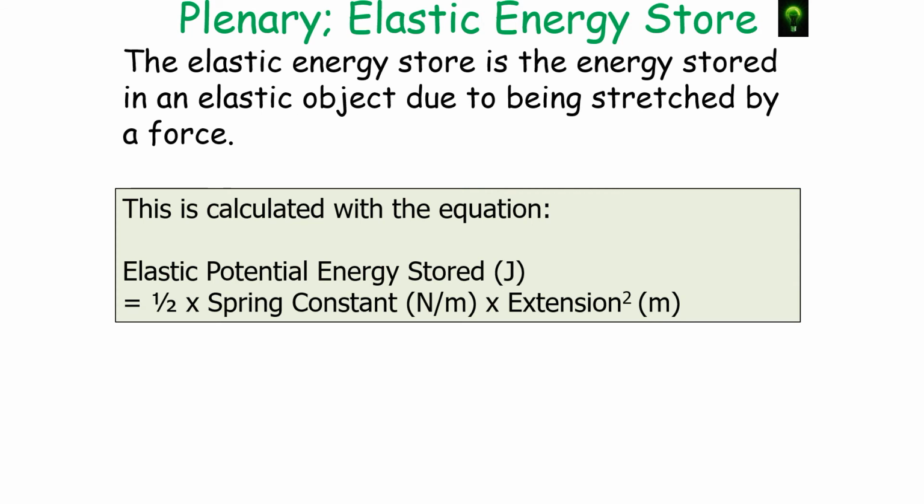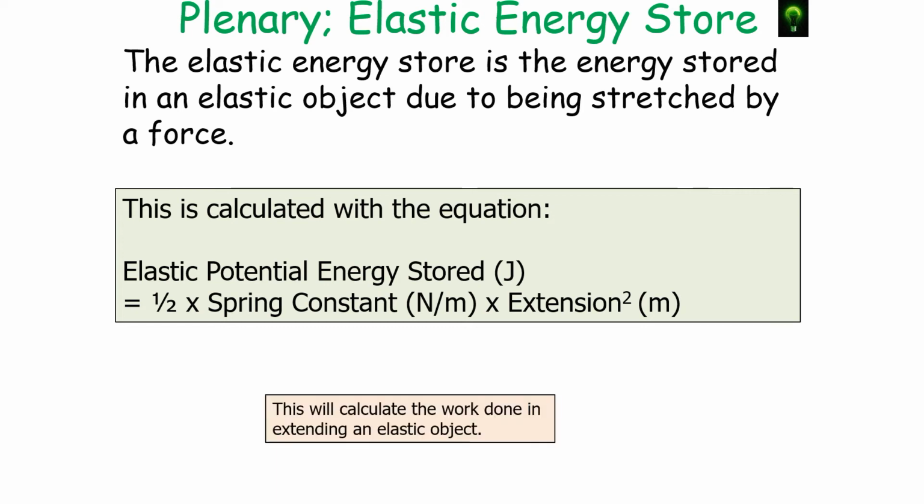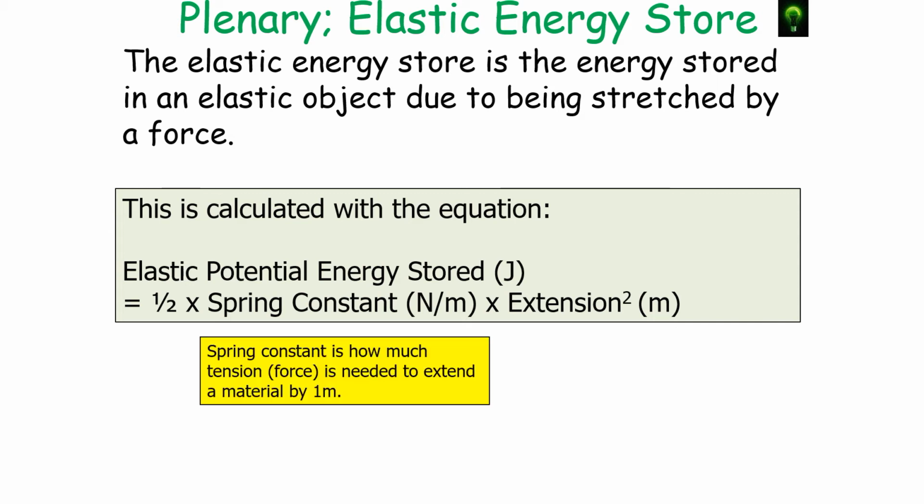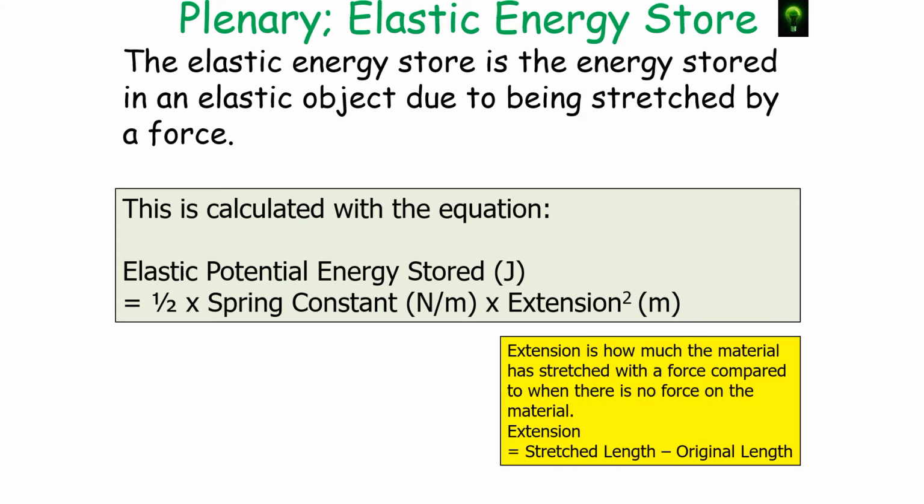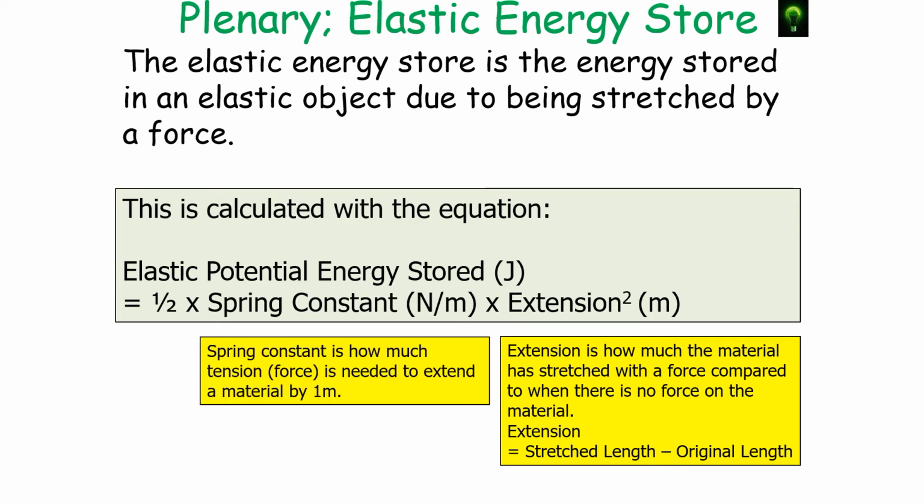Like we said before, the elastic potential energy stored is equal to 1/2 times spring constant times extension squared. We can use this to calculate the work done in extending an elastic object. Just to clarify, spring constant is how much force is needed to extend a material by 1 meter, and the extension is how much the material is stretched with the force compared to when there's no force on the material, so it equals the stretched length minus the original length. It's important that we are aware of that.